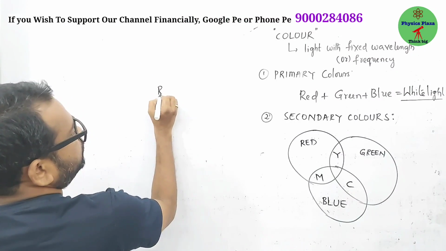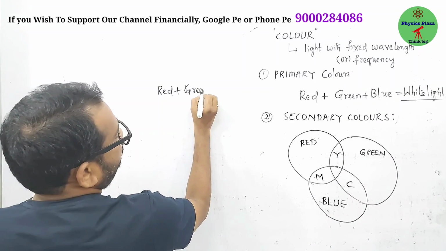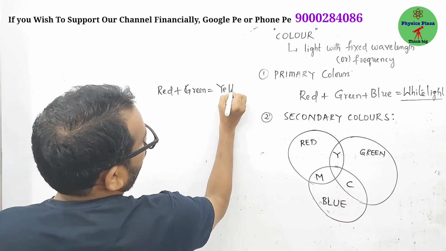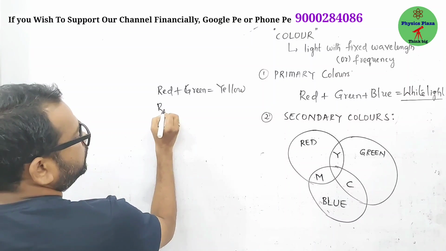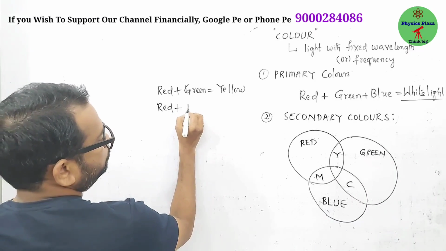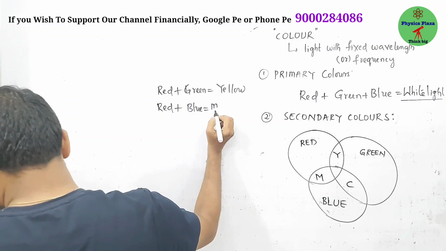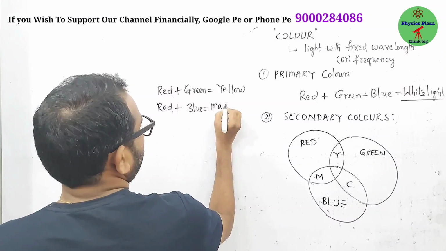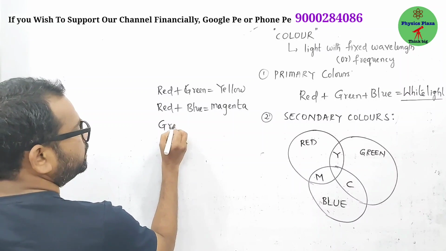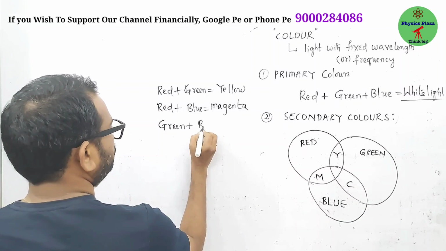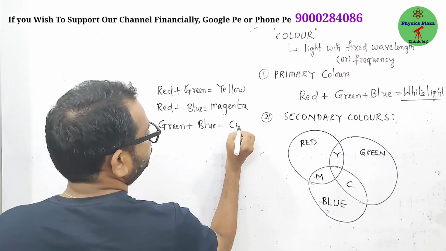So children, red plus green, if you add in proper proportion, you will get yellow color. So yellow is a secondary color. And here red plus blue, so you will get magenta color. What is that, children? You will get a magenta color. Next, green plus blue, am I right? Let me check. Green plus blue, you will get cyan color.